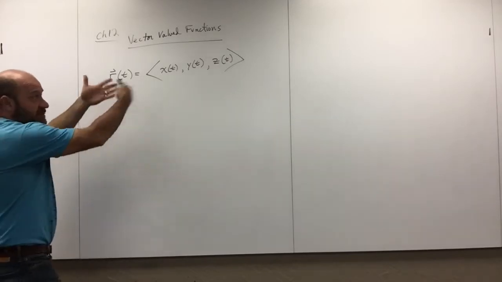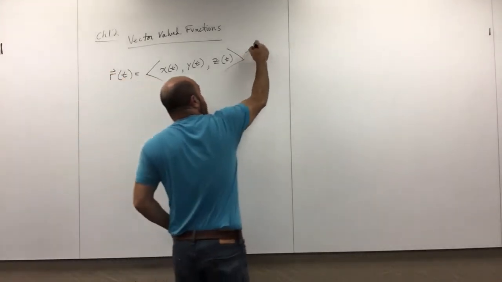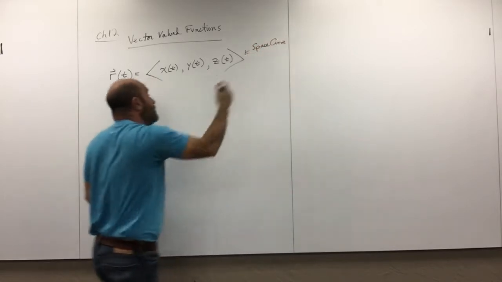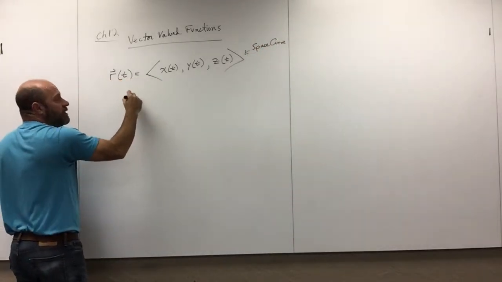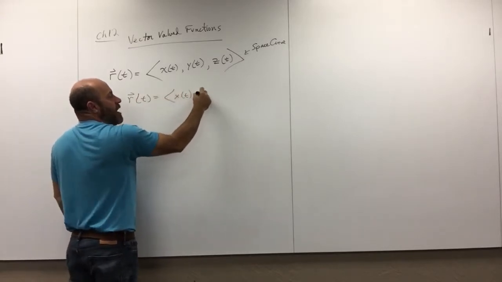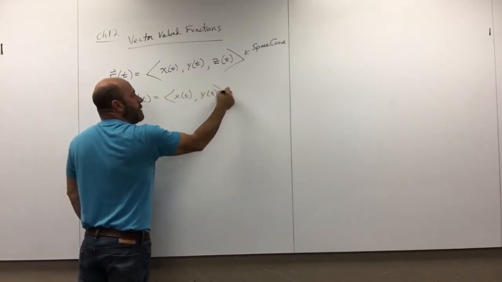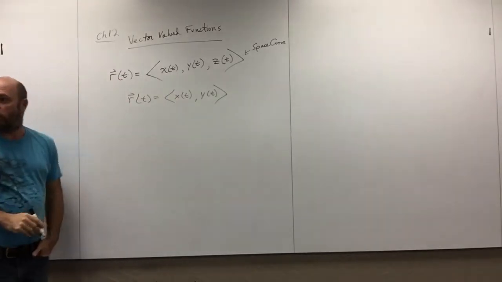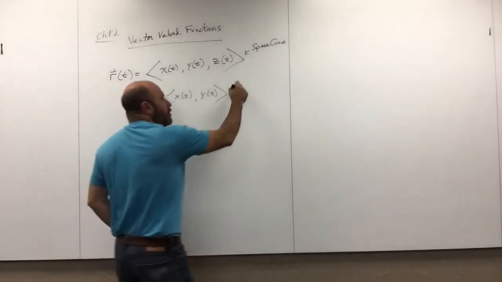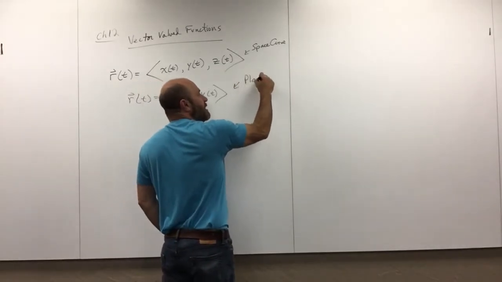By the way, if it's 3D, we refer to this as a space curve. But we can definitely deal with plenty that are 2D. Here, I'll just write x of t, comma, y of t. Just a two-dimensional curve in the xy plane. And we call that a plane curve. They use the word plane curve, P-L-A-N-E.